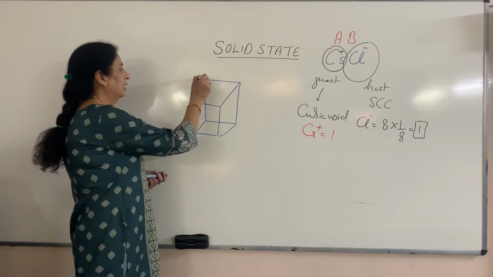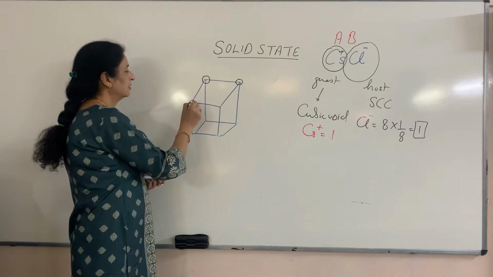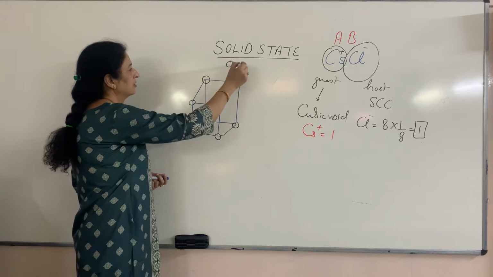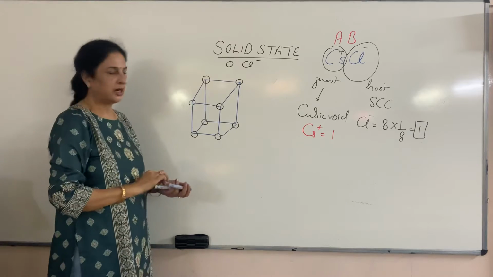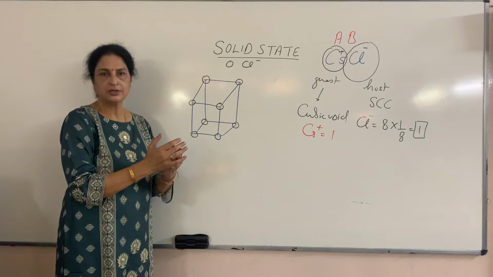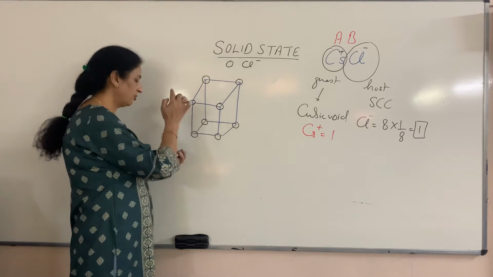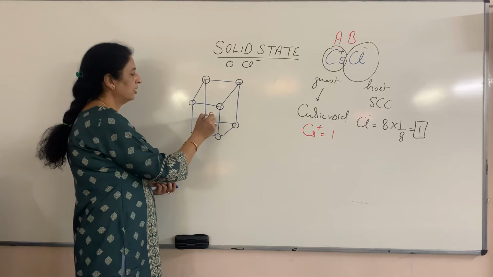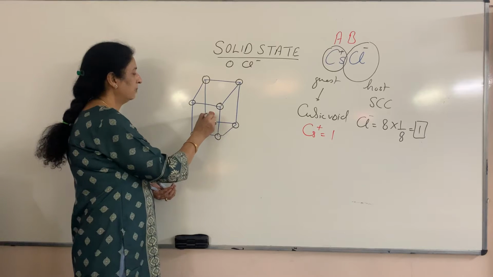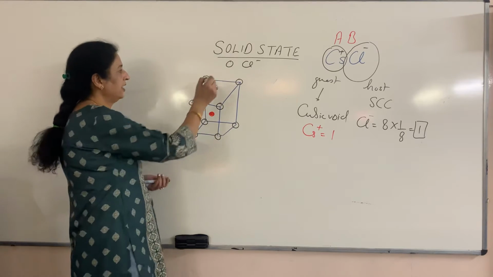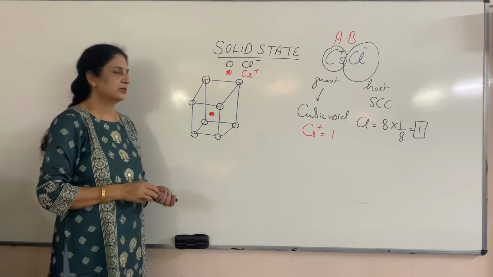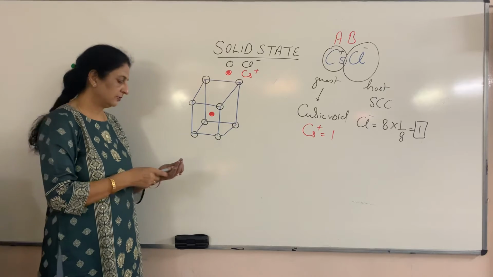See, these are chloride ions. They are present only at the corners like this. And these 8 chloride ions are closely packed and a space is left in the center of the body that is called the cubic void. It is accommodated by the guest. What is the guest? The cesium ion, like this. Very simple structure in cesium chloride.